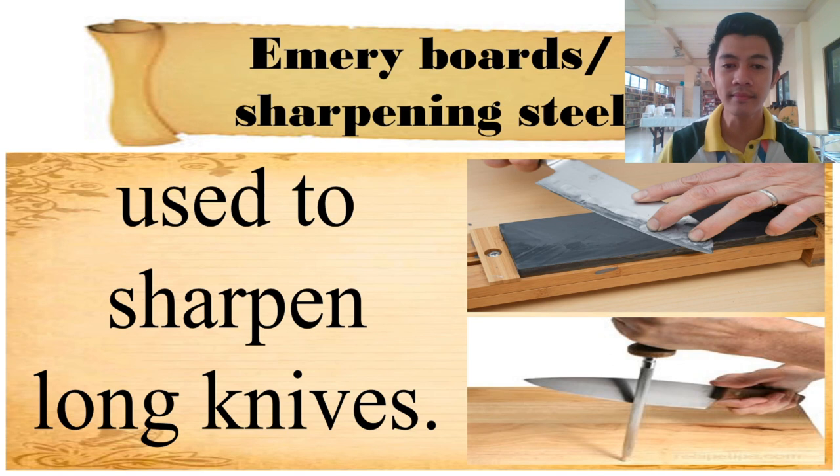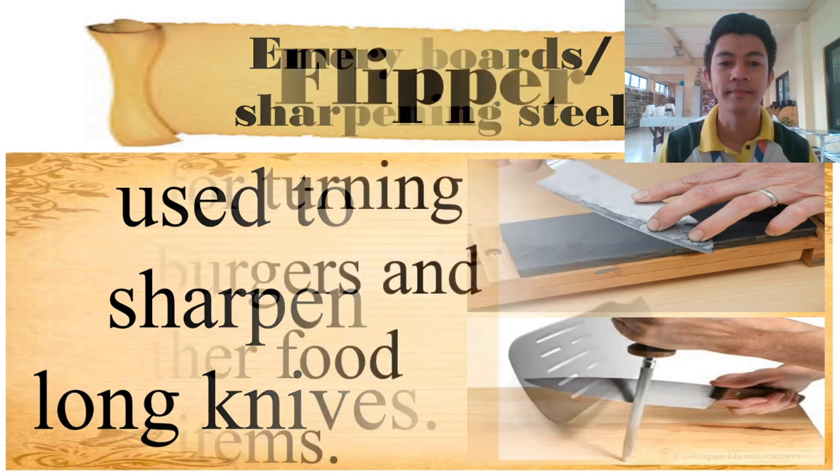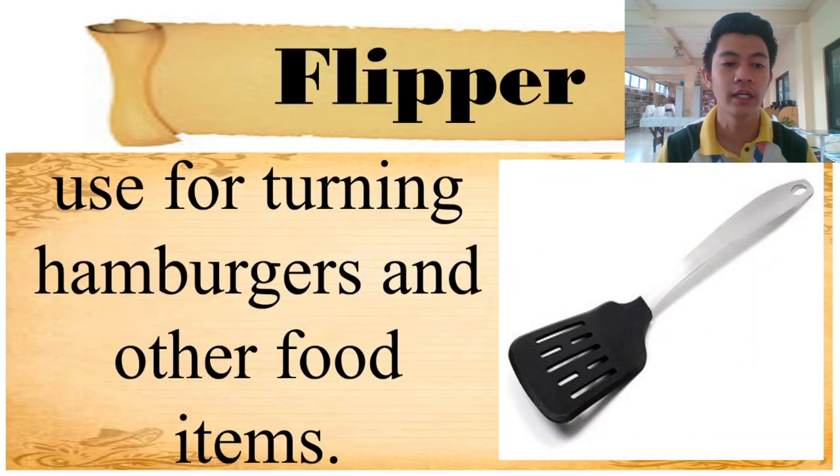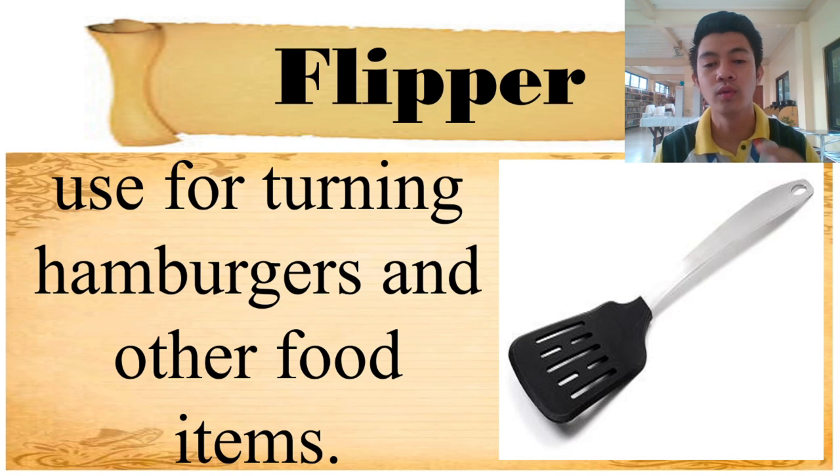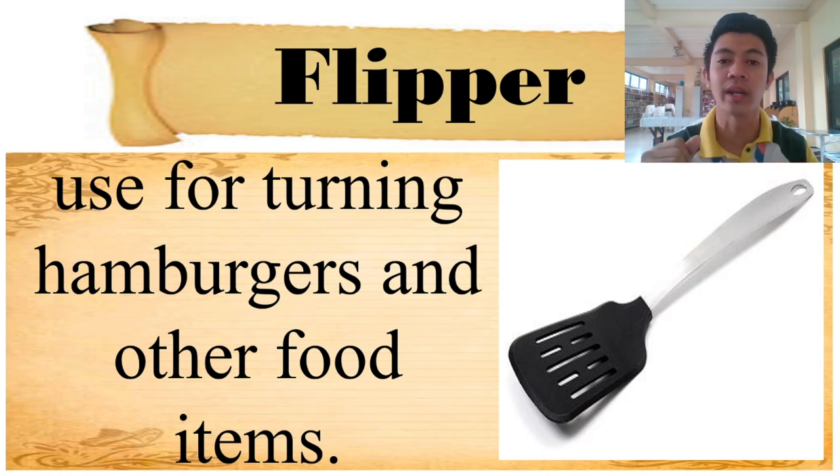Next, flipper. Used for turning hamburgers and other food items. A flipper is a tool used for flipping food in a frying pan or on a griddle. They consist of a long handle with a completely flat shovel at the end. The shovel part can be a somewhat elongated square or very long and rectangular.